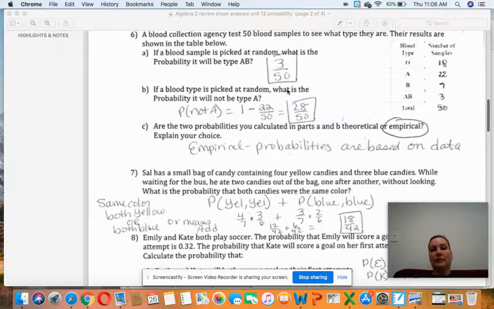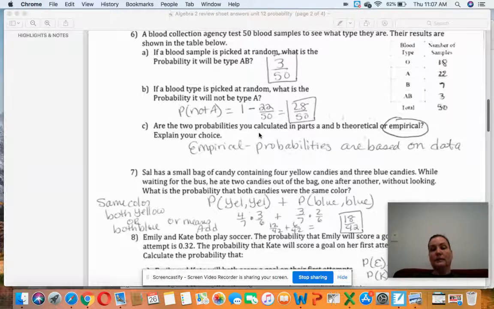If a blood type is picked at random, what's the probability it will not be type A? So basically you do 1 minus the probability that it is type A. So if I go to type A, 22 samples were type A. So 1 minus 22 over 50 is 28 over 50. Okay, you can do this in your calculator. It will give you a decimal, and then you hit the math key to get it back to be a fraction. Or instead of 1, you can use 50 over 50, which is 1. 50 over 50 minus 22 over 50 is 28 over 50. That's what I was doing in my head when I did it.